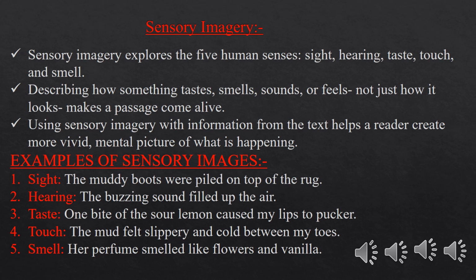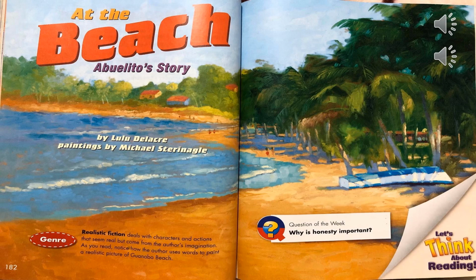So creating a sensory image by using the 5 senses might make reading much more interesting and easier. The reader will draw an image of what he or she is reading to understand the passage more. The title of our story is At the Beach. The genre of our story is realistic fiction. Realistic fiction deals with characters and actions that seem real but come from the author's imagination. The events in it could actually happen in real life.